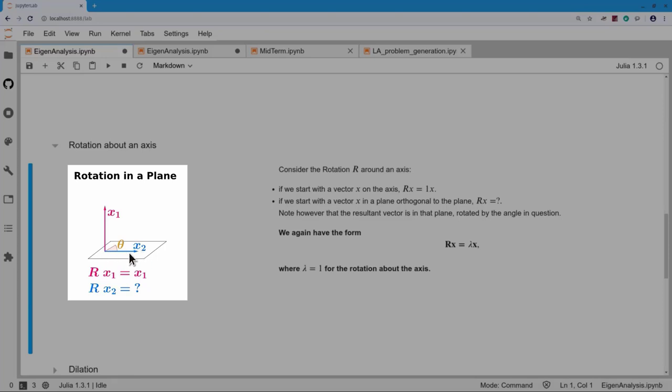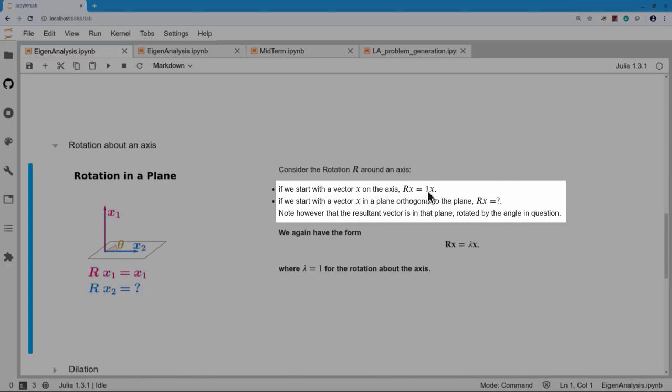If I take a vector inside a plane that's orthogonal to x1, here it is x2, and I rotate it, that vector x2 is going to change direction. It's going to be rotated into a different position. And therefore, no, I don't seem to have a constant times x2 applied to it. But the point is that x2 stays in that plane, in a plane orthogonal to the axis. It will turn out that there still is a constant that multiplies it, except it has to be complex. So we'll see that complex numbers creep in a little bit for rotations. So again, what do we have? For a vector on that axis of rotation, Rx is equal to 1x. And the form again is R of x = a constant times x, and the constant for rotation along the axis is equal to 1.